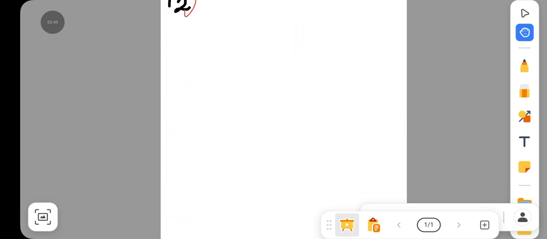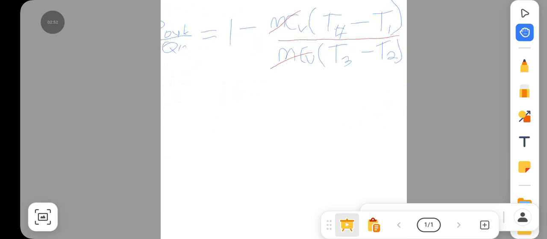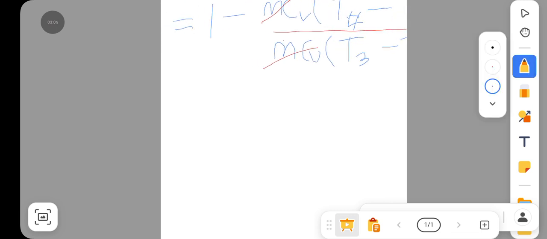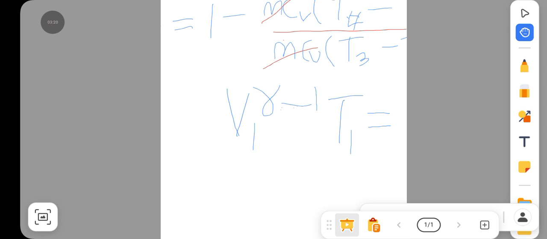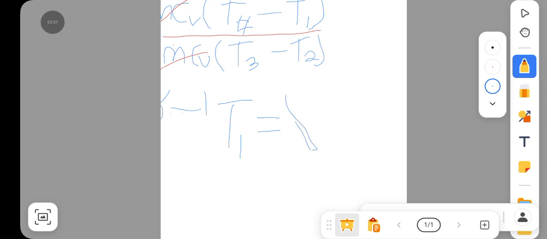Now if we have the relationship between the process T1 and T2, it can be written as V1 raised to the power gamma minus 1 times T1 equals V2 raised to the power gamma minus 1 times T2.